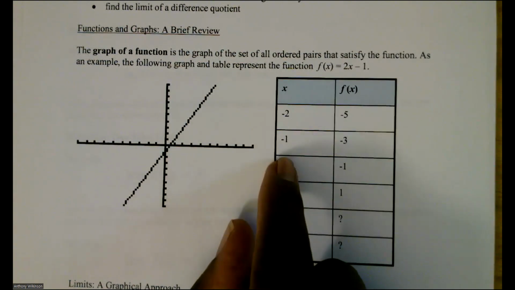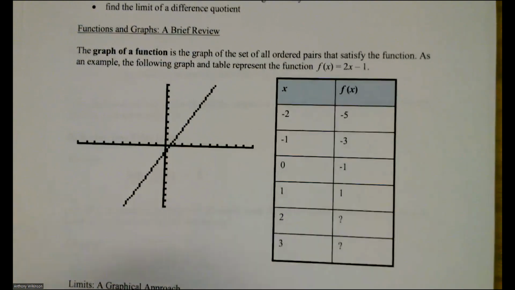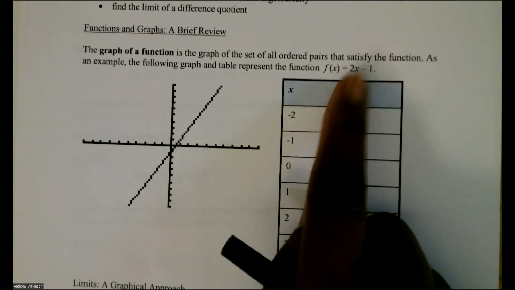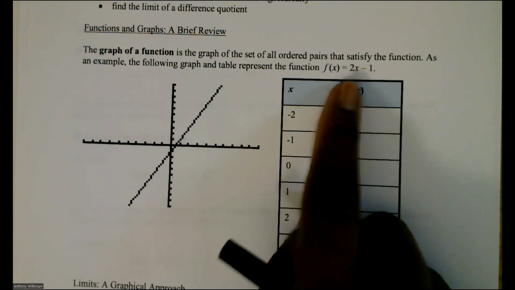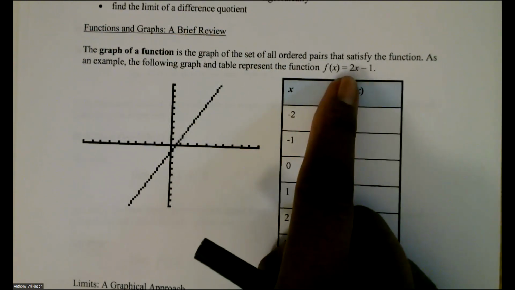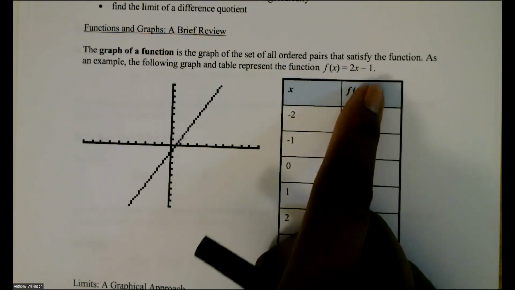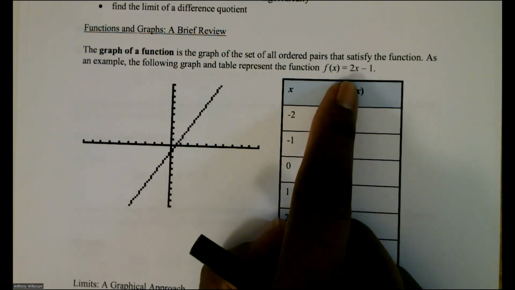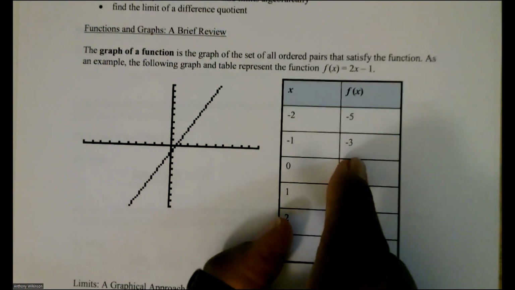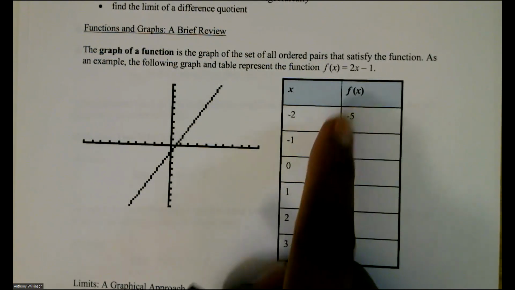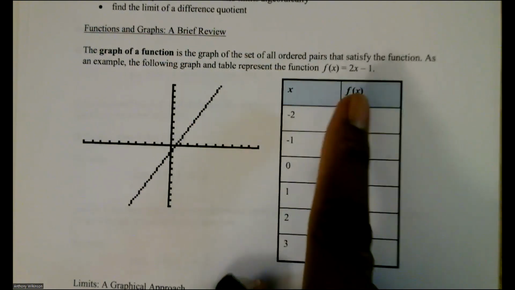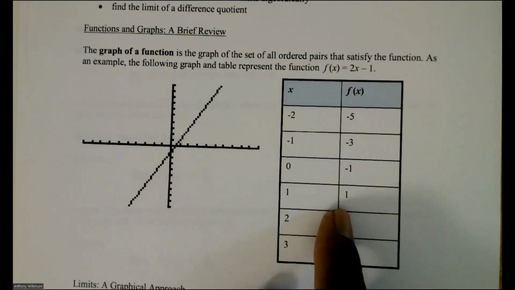We just pick x values like -2, -1, 0, 1, 2, and 3. For each x value, we put it in place of x in our f of x function. So if x is -2, that would be 2 times -2, which is -4, minus 1 gives us -5. For x equal -1, 2 times -1 is -2, minus 1 is -3. If x is 0, 2 times 0 is 0, minus 1 is -1. For x is 1, 2 times 1 is 2, 2 minus 1 is 1.